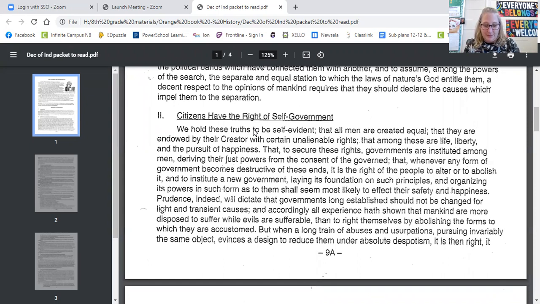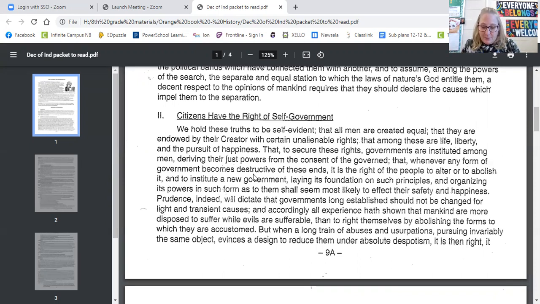So highlight that. It goes on to say that to secure these rights, governments are instituted among men, deriving their just powers from the consent of the governed, that whenever any form of government becomes destructive, so highlight that part, government becomes destructive. The relationship is becoming toxic, is what it's saying. Okay, they think that this is becoming destructive and that this is a problem.